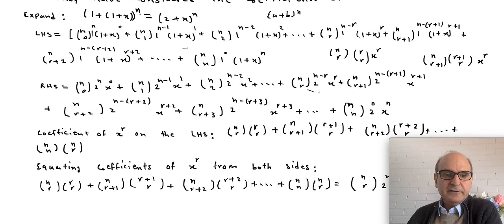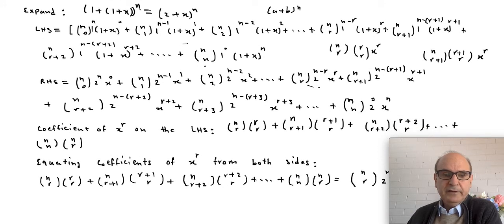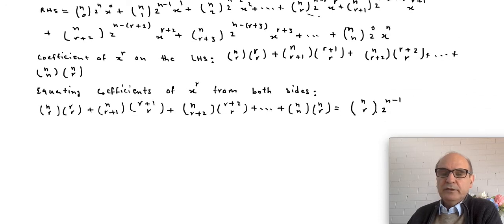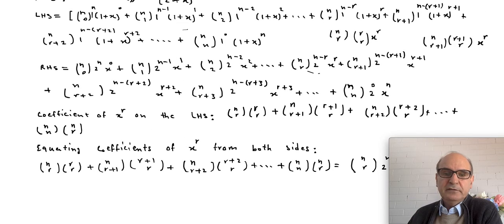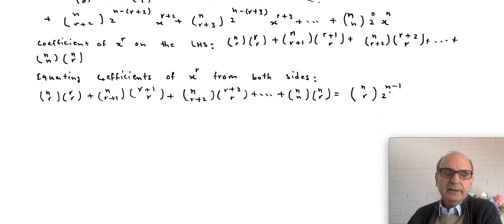On the last one, on the left hand side, you're going to have n choose n, and then n choose r for the coefficient of x to the r. And you equate that, as we said, to the coefficient on the right hand side, which we just talked about, and you end up with the identity you've been asked to prove.